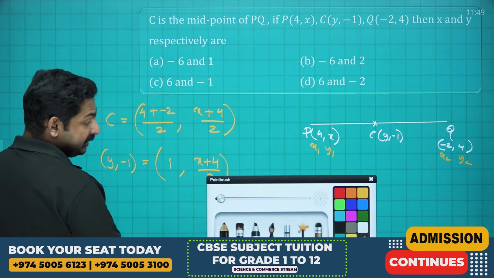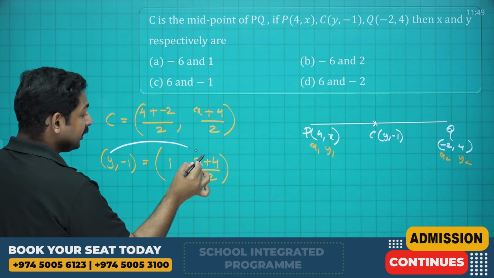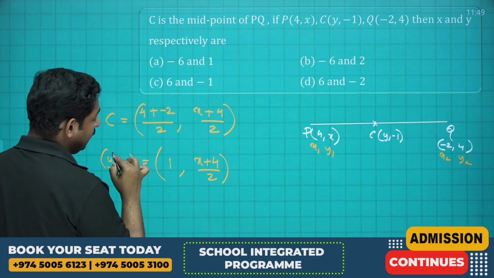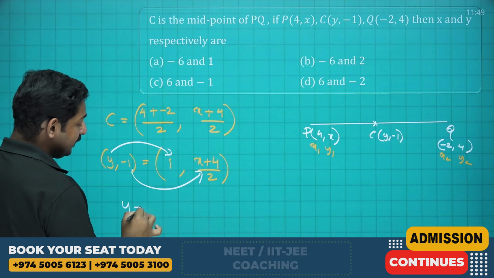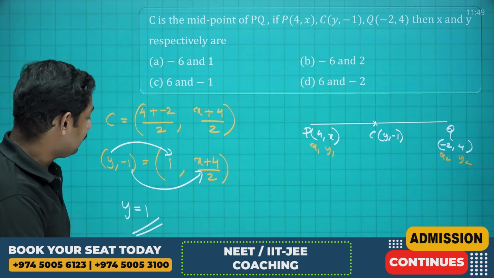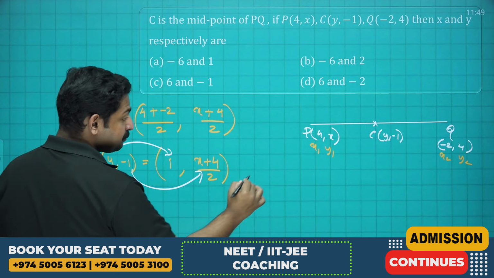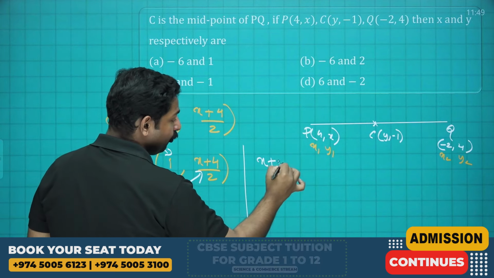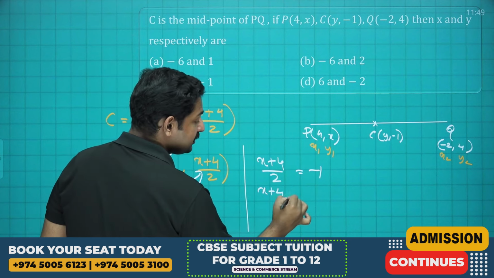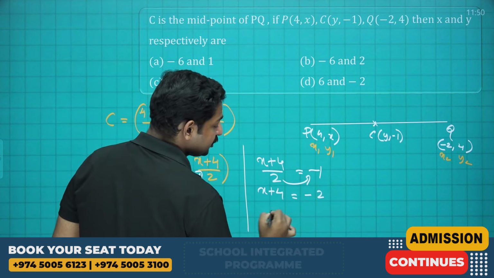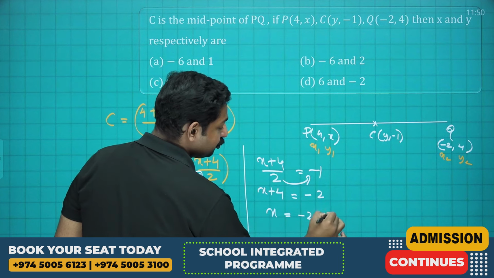Now by equating the corresponding x terms and y terms, you will be getting y is equal to 1. Easily you will be getting y is equal to 1, and also (x plus 4)/2 is equal to minus 1. x plus 4 is equal, if you cross multiply you will be getting minus 2. x is equal to minus 2 minus 4.